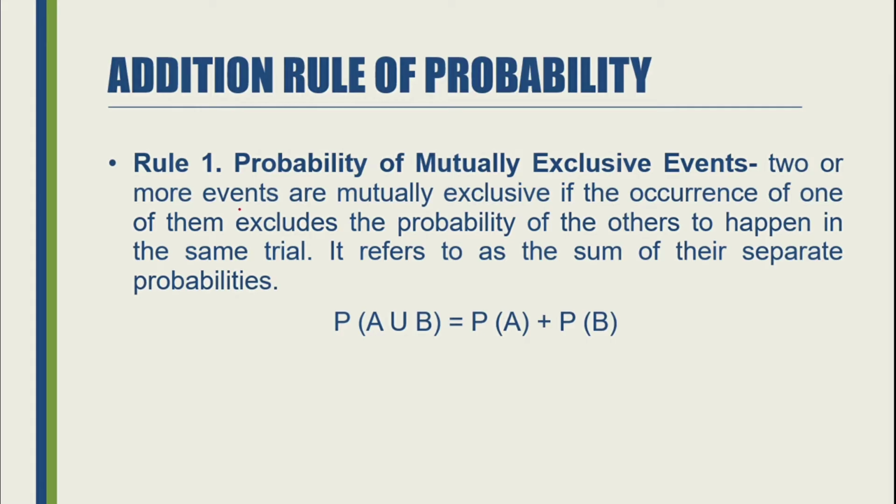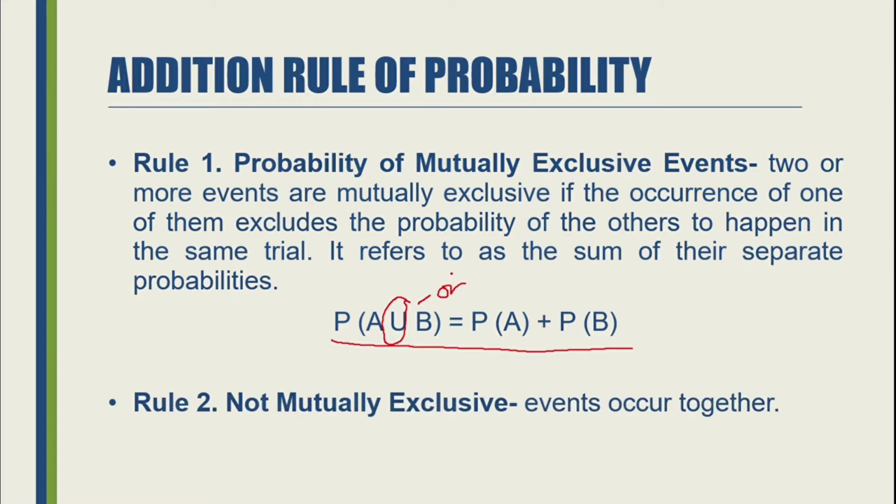Two or more events are mutually exclusive if the occurrence of one of them excludes the probability of the others to happen in the same trial. It refers to the sum of their separate probabilities. Therefore, probability of A union B is equal to probability of A plus probability of B. This could be stated as "or," union. So that is mutually exclusive, where there are separate probabilities.